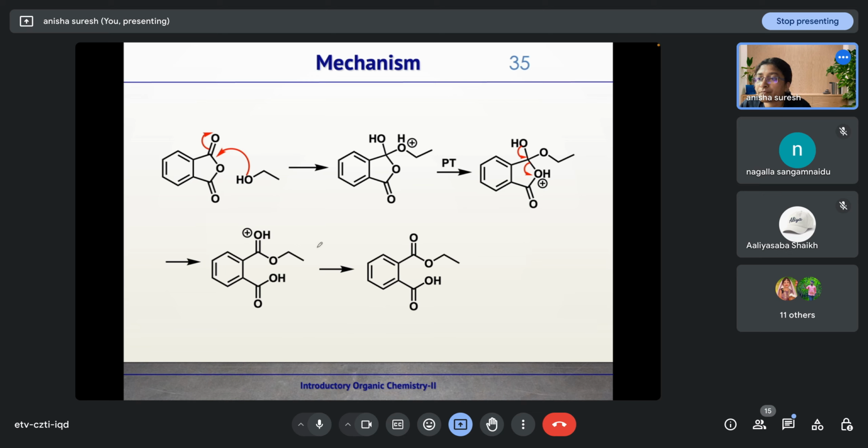Okay, this is proton transfer. Then here deprotonation will take place. Is this clear?